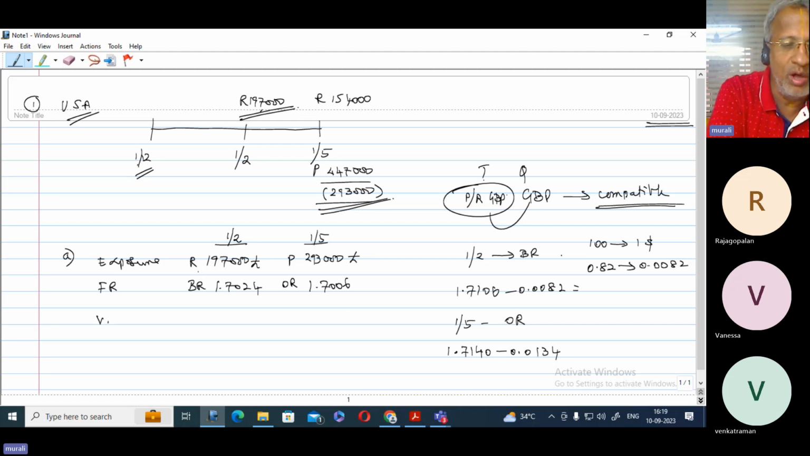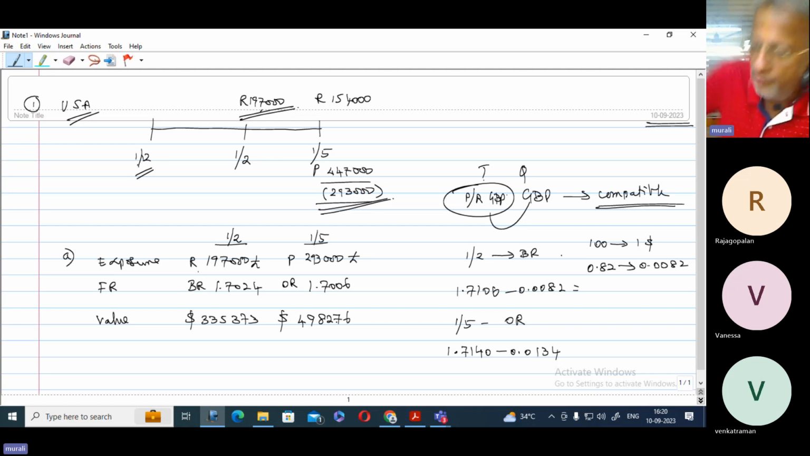Now the value on the respective dates of maturity, we are simply expected to multiply because this is for 1 pound sterling, so many dollars. So $197,000 multiplied by 1.7024. So it will be $335,373. $293,000 into 1.7006. That comes to $498,276. This is what you have for forward exposure. Right.